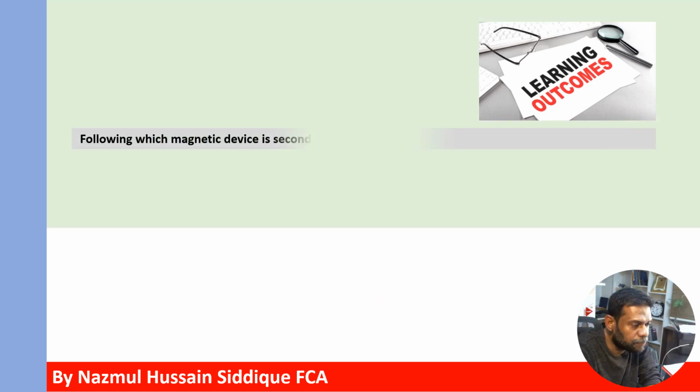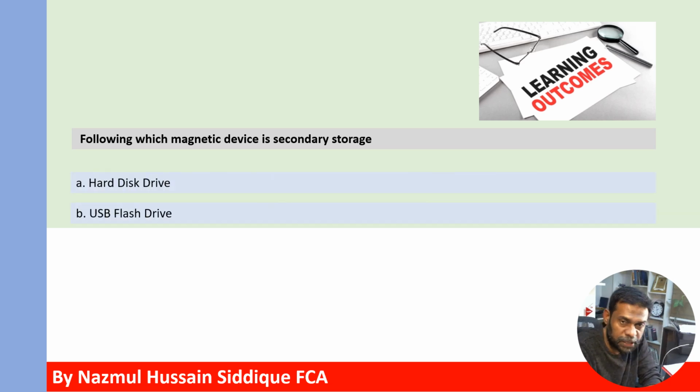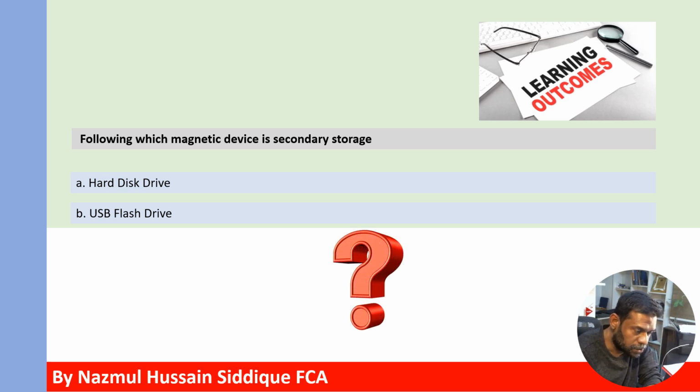Next question. Which magnetic device is secondary storage? Option A, hard disk drive. Option B, USB flash drive. Which magnetic device among these two is secondary storage? The correct answer is A, hard disk drive. It's a magnetic device and it's a secondary storage.